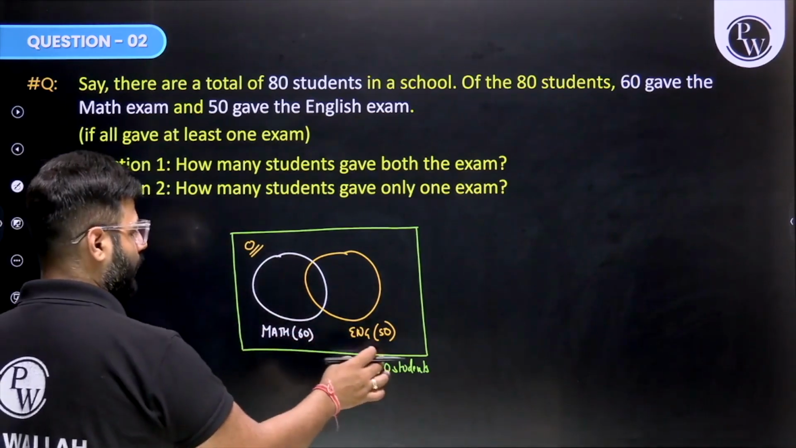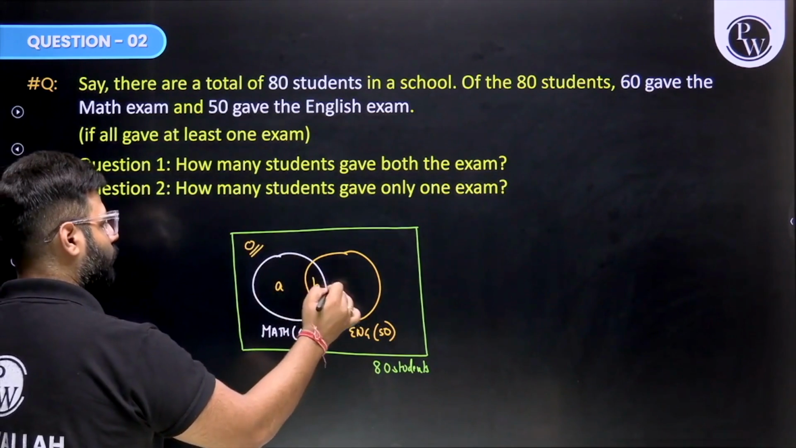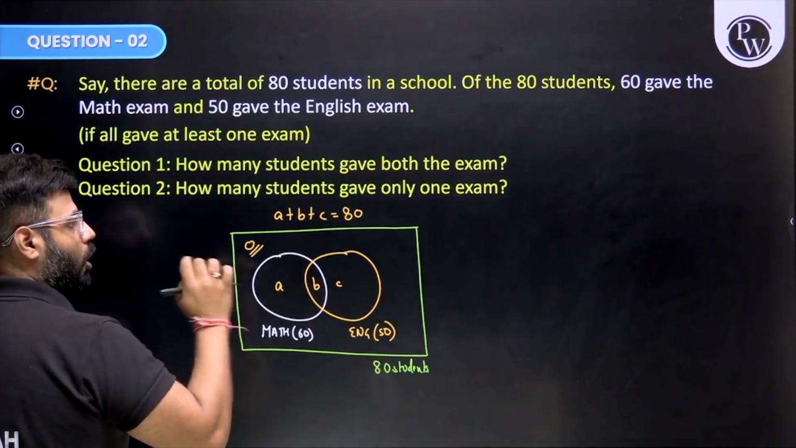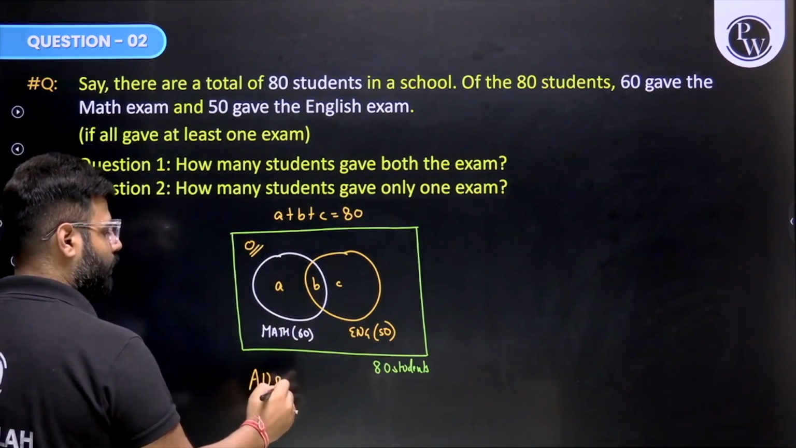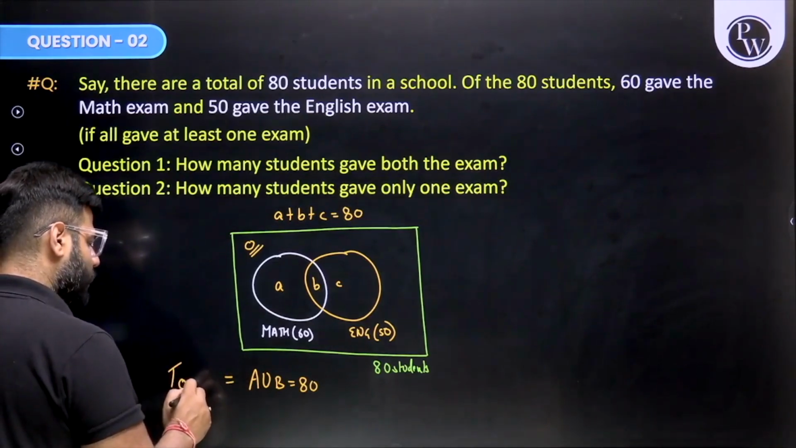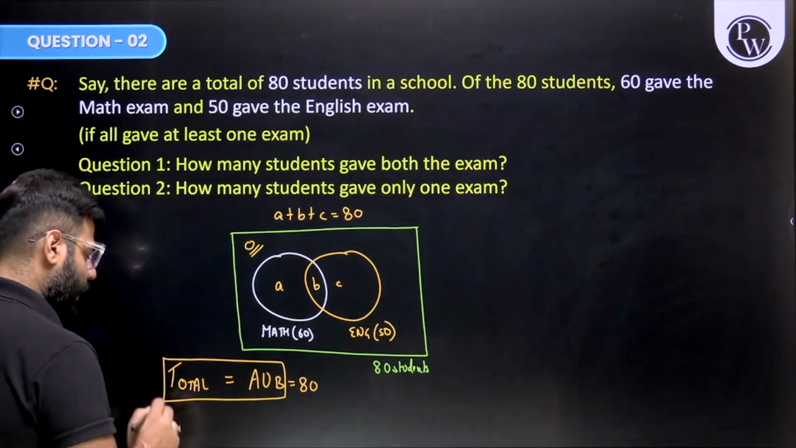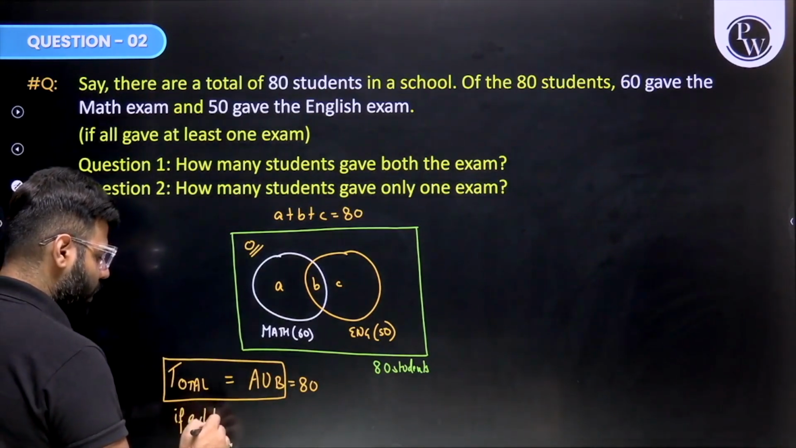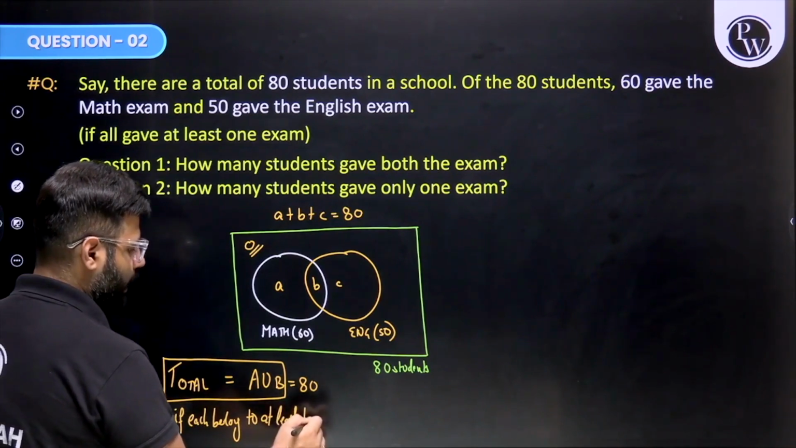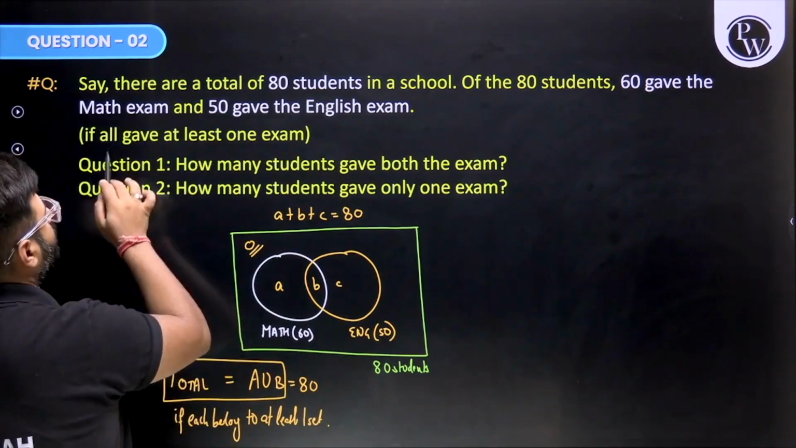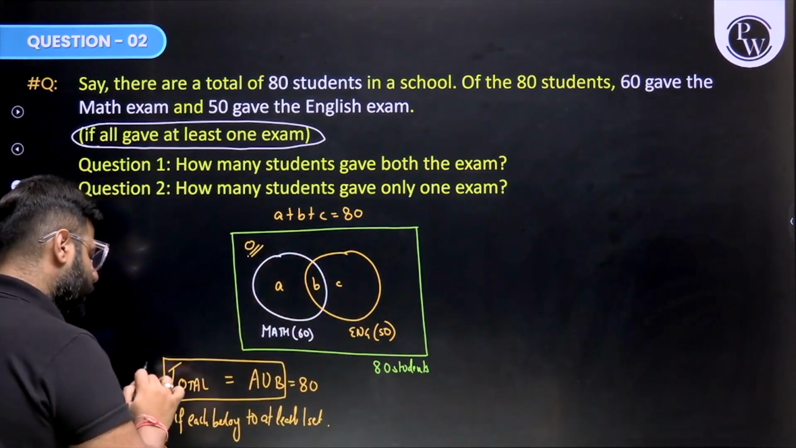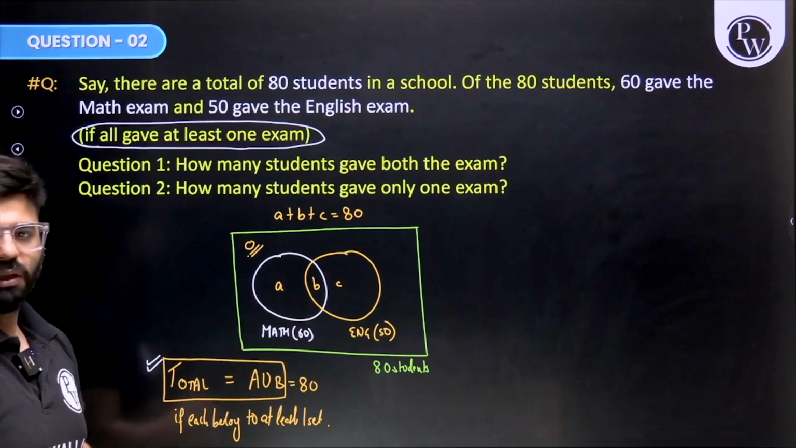So in this case, remember, if there were 80 students and this region is 0, can I say that A plus B plus C was 80, because these people don't exist and A plus B plus C is nothing but A union B? That means I know A union B is 80. So you can also remember that the total number of students equals A union B if each belongs to at least one set. That is, if the question gives you a statement like that all gave at least one exam, that means this region is 0, and everybody is here. Only in this case can the total be assumed as A union B.